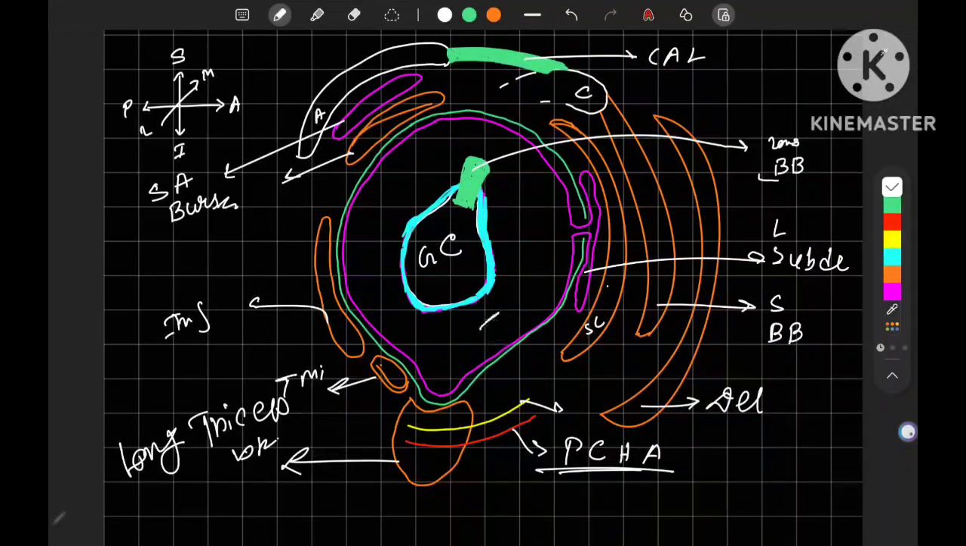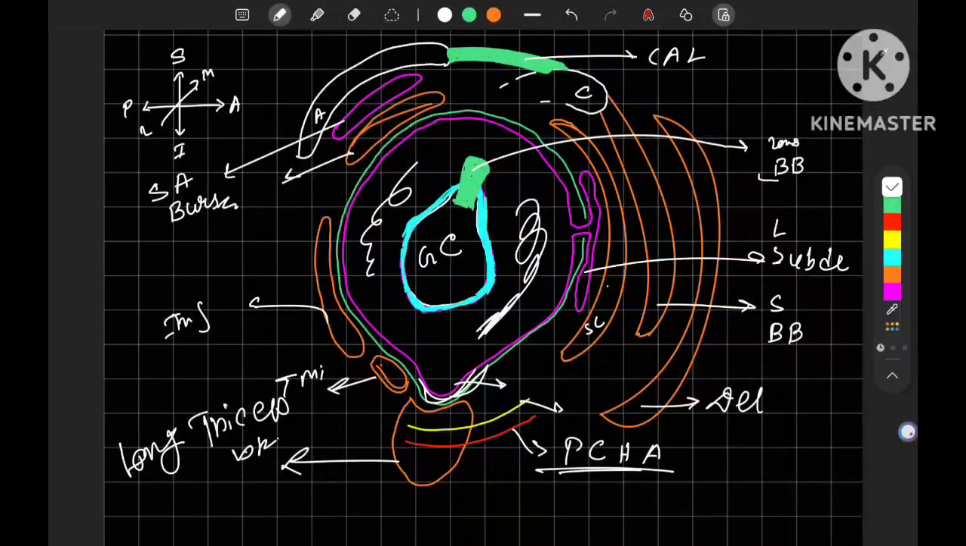Oh, this is the synovial membrane. Okay, or synovial membrane, and this is the synovial capsule. Okay, all the things are dealt with. This is pretty much everything you have to know.